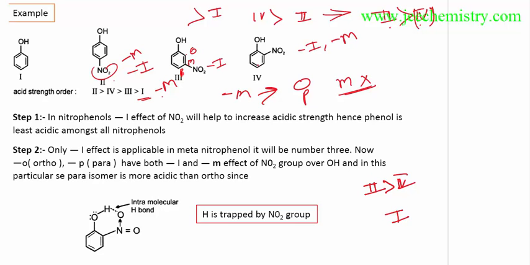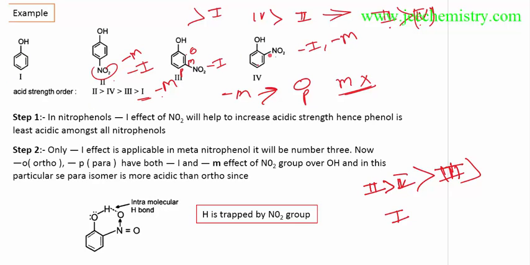Now to check this group. This group has minus I effect only, so it will come last of these two compounds. This one is providing minus M effect, but this one is providing only minus I effect, because the mesomeric effect does not act at the meta position, so it will come last of these two compounds. So the third will come last. Now we have to check.